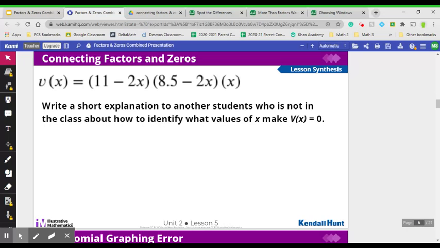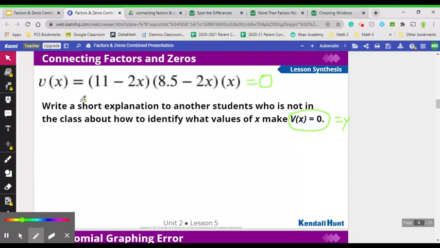So to wrap this up, I'm just going to explain how you identify what values of x make v of x equal 0. Something important here: when it says make v of x equal 0, the values of x that equal 0, that is when you have x-intercepts, or when y is 0, since this is basically equal to y. So just remember that x-intercepts happen when y is 0. So any x value that makes this whole thing equal 0, those x's are going to be your x-intercepts because they make y 0.